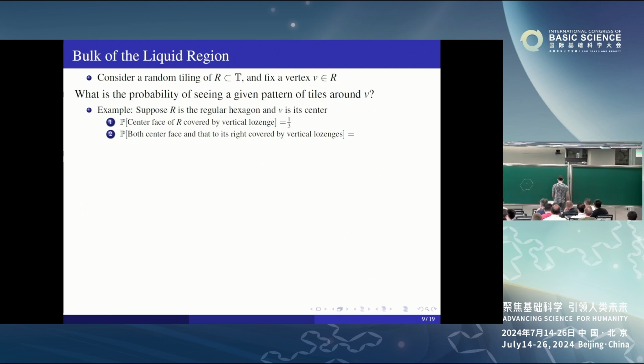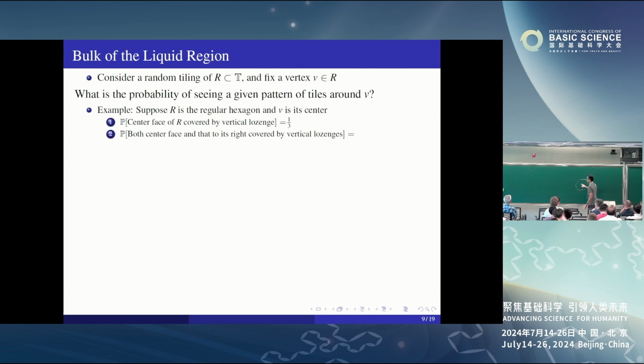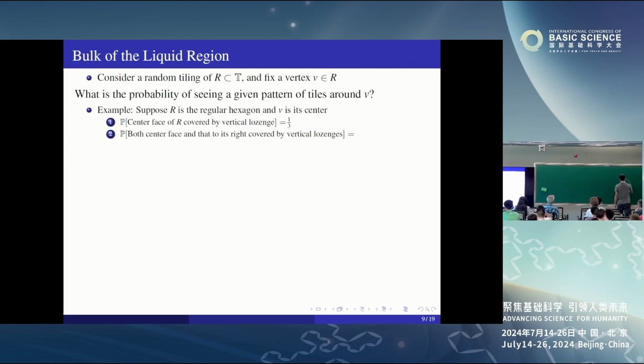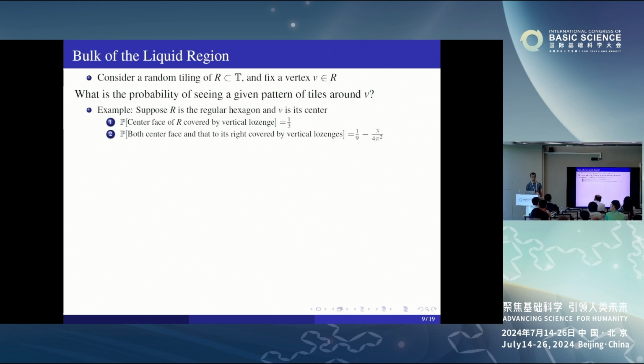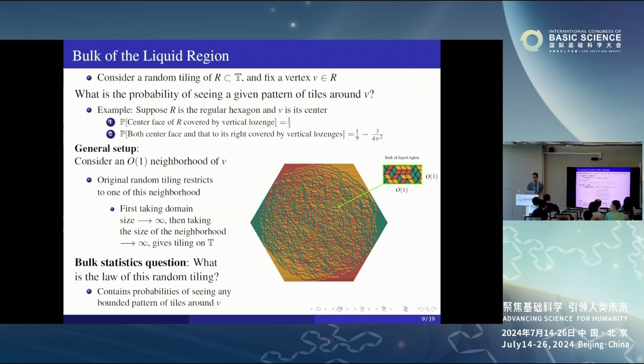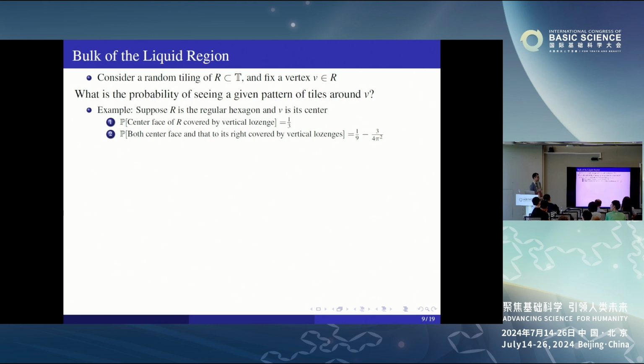The probability that this one is covered by a vertical tile is 1/3. This one is not exactly at the center, but morally it should be the same, so it should also be a third. If those two events were independent, the answer would be 1/9. But in fact, it's 1/9 minus 3 over 4 pi squared. So you get a somewhat non-trivial answer there. My goal is to understand questions of this nature.